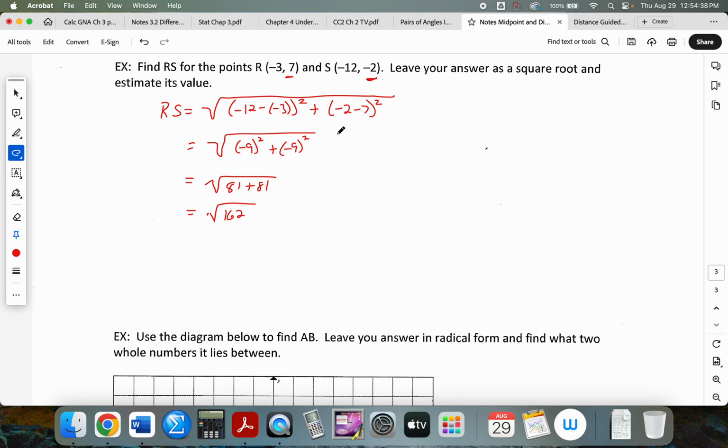Now, to estimate this, you have to know a little bit about perfect squares. 13 squared is 169. So this is a little bit less than that, right? A little bit less than 169. So this is a little less than 13. Because if it was the square root of 169, it would be exactly 13.